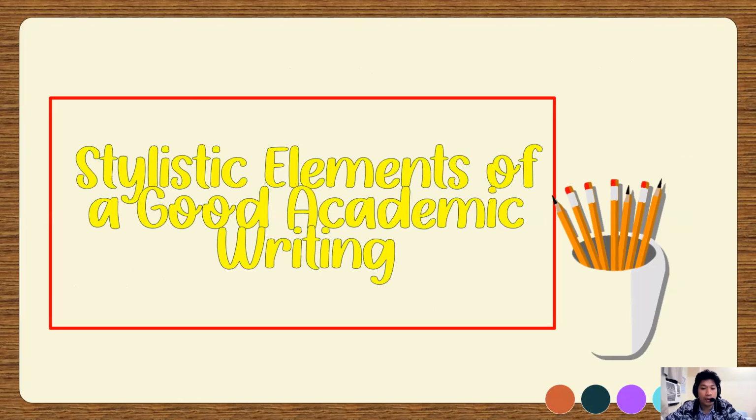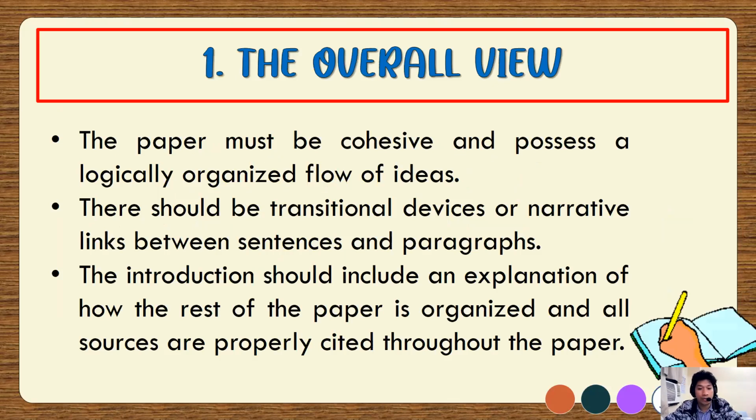For you to have good academic writing, you have to observe and apply these stylistic elements. The accepted form of academic writing in diverse disciplines can vary considerably depending on the intended audience and the organizational outline. However, most university level academic papers require careful attention to the following stylistic elements. The first one is the overall view. Unlike journalistic or fiction writing, the overall structure of academic writing is formal and logical. Thus, it is important to take note of the following points.